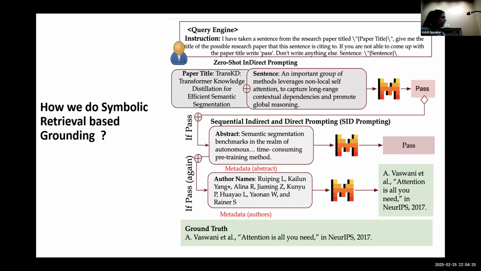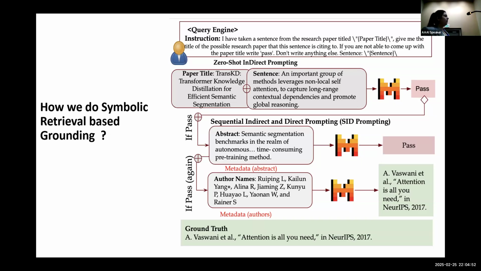Let's look in more detail at how we did the symbolic retrieval based grounding. So we start with the instruction that I have taken a sentence from a research paper title. This is our source research paper title. Give the title of a possible research paper that is cited. So we are asking that given a sentence, give me the possible research paper titles. It means suggest some titles which I can cite in my research paper.